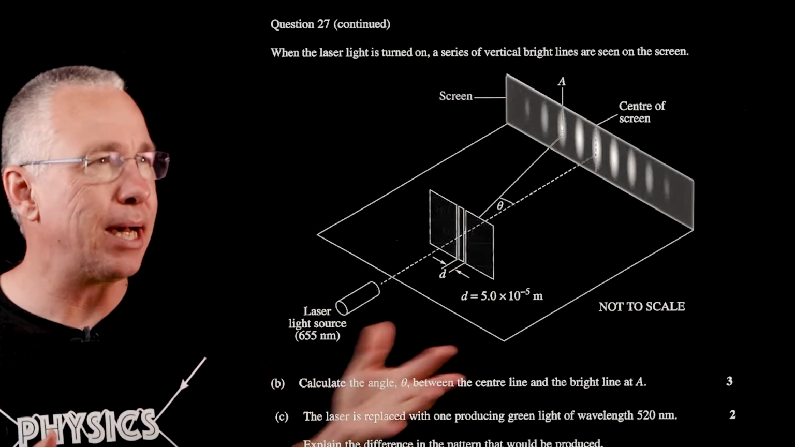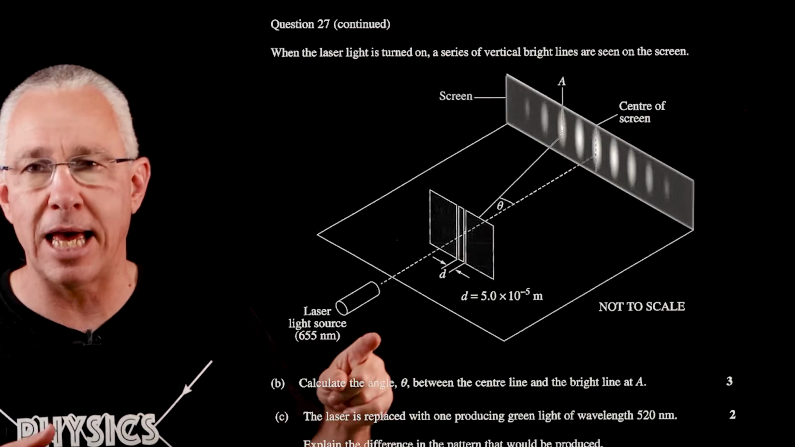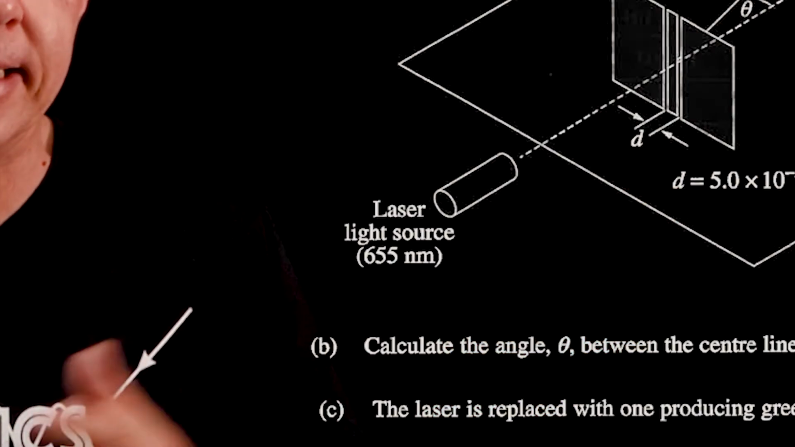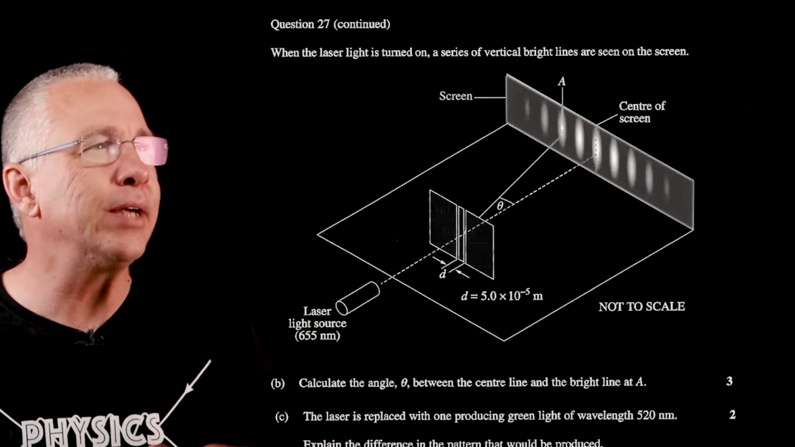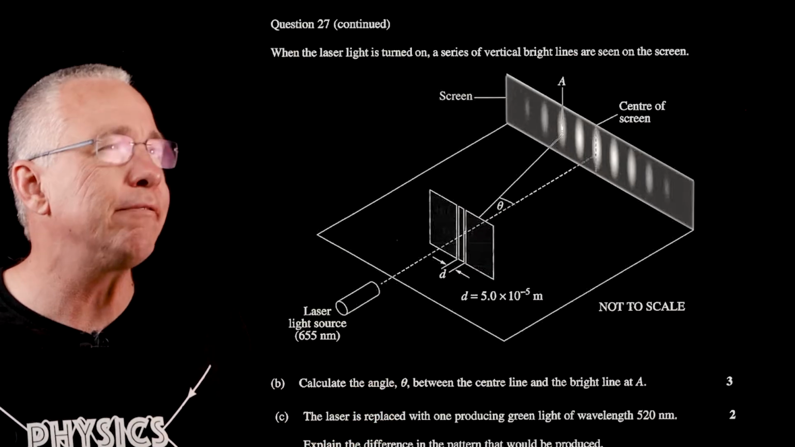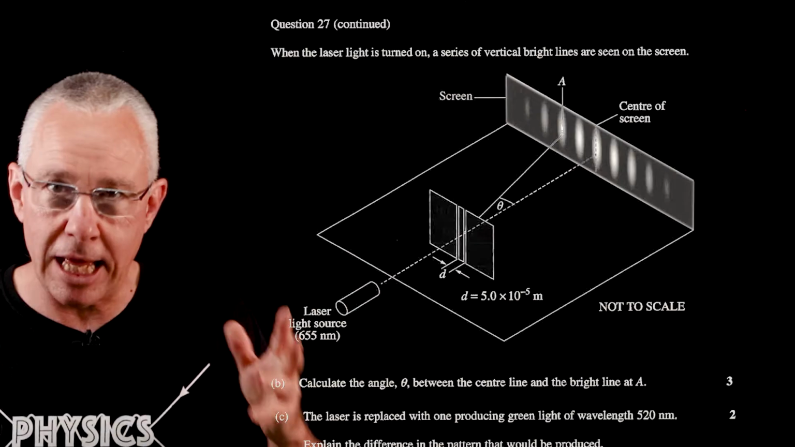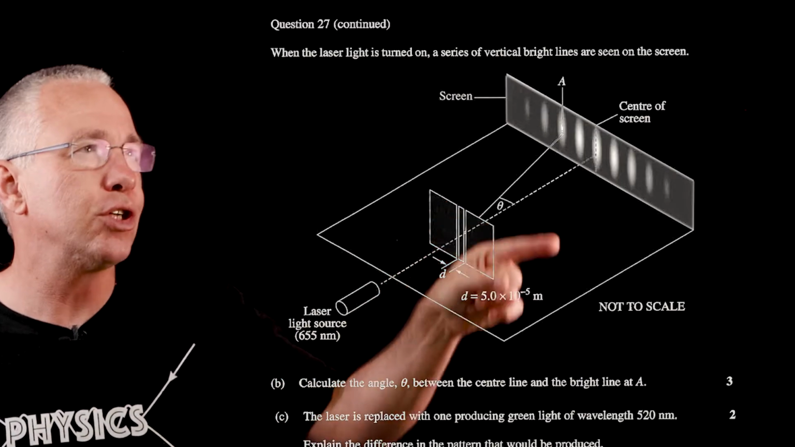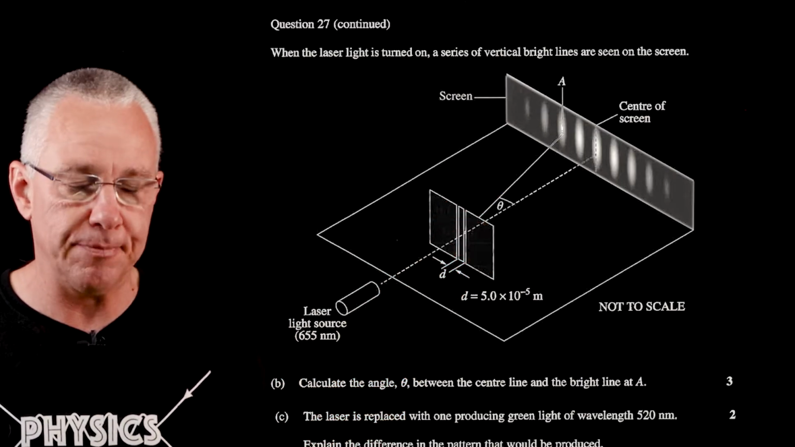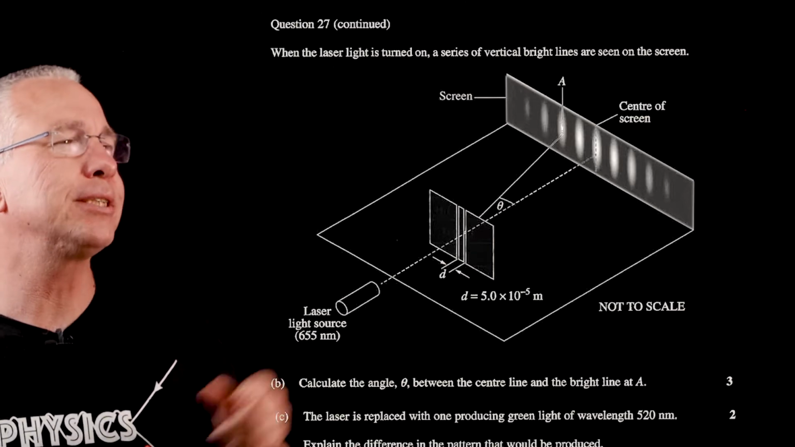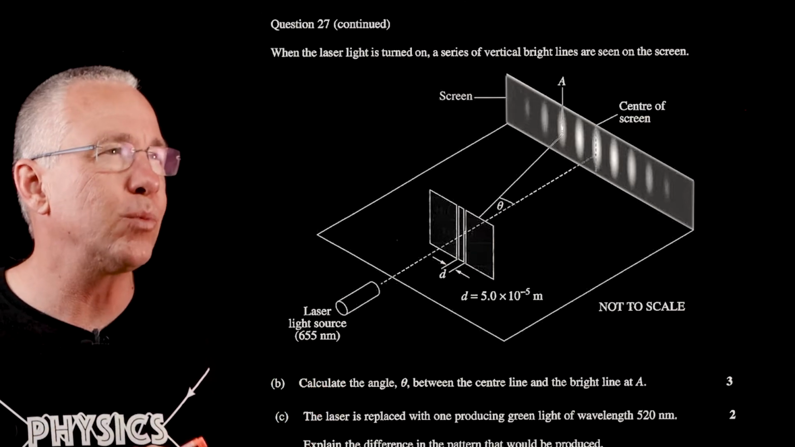The second part of the question says, let's replace our laser, our 655 nanometer laser, which is a red color, with a green laser, which has a smaller wavelength. And we're asked to explain what we would expect in terms of the changes in the pattern. So let's deal first with the first half of the question, which says, let's work out the angle.